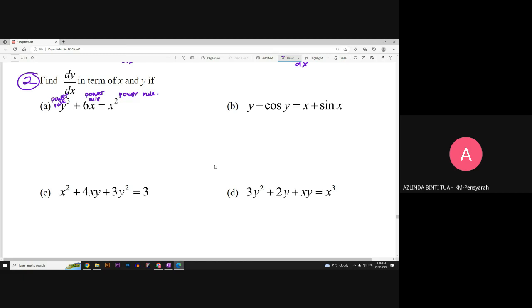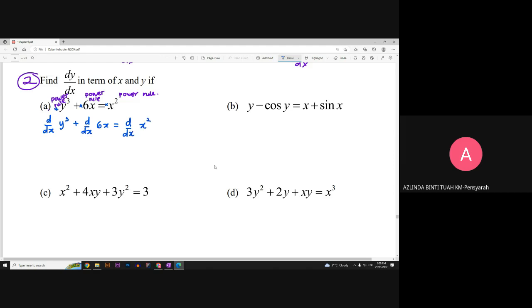But first, we have to put the instruction ke atas setiap term dahulu. So what is the instruction? We have to differentiate each term with respect to x. Put it in front of each term. 1, 2, 3. Dekat depan ni. So, differentiate y cubed, differentiate 6x, differentiate x squared.